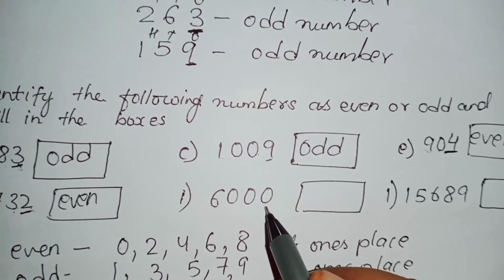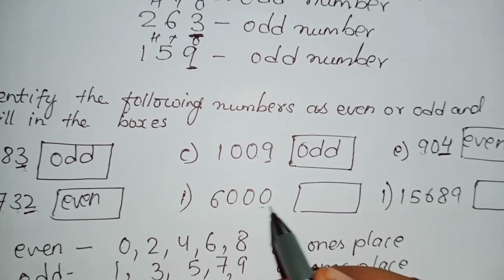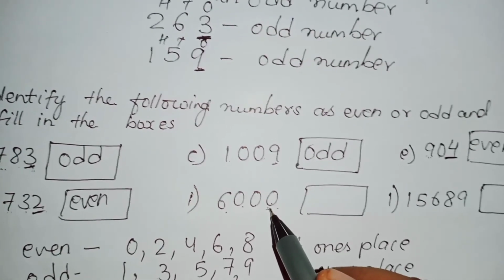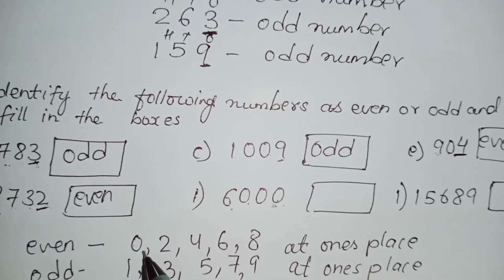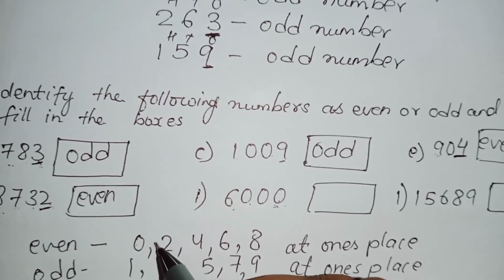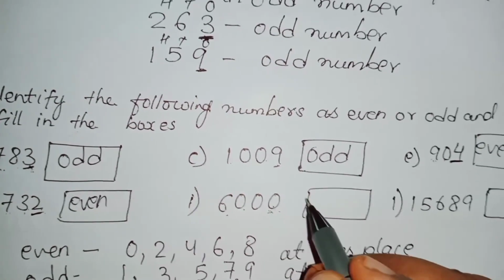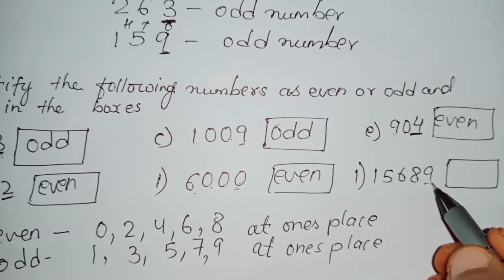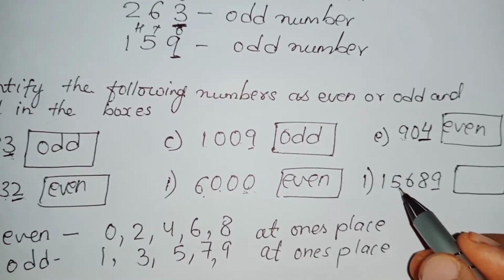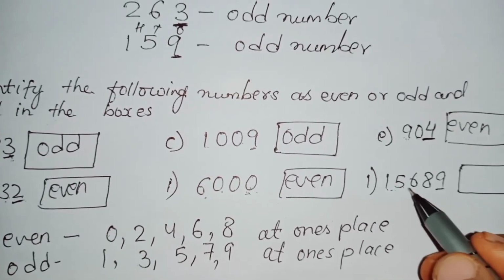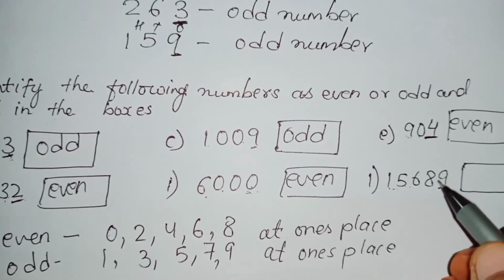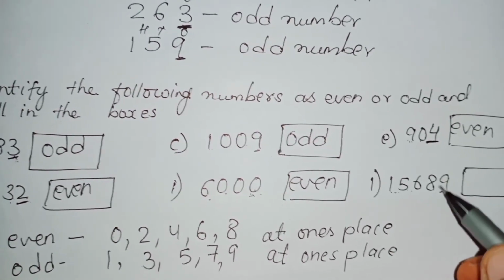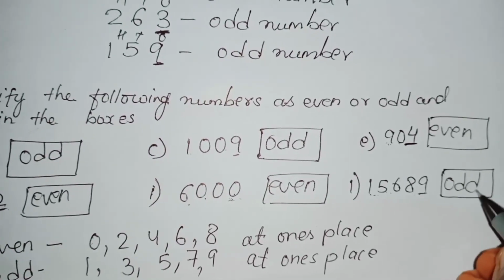Now I. This one at ones place, what is there? 0. Ones, tens, hundreds, thousands, 6000. At ones place, what is there? 0. So 0 is the digit. If it comes at ones place, that means it is an even number. So write here even. Now the last one, you can see at ones place, what is there? 9. Ones, tens, hundreds, thousands, ten thousands. That means this is 15,689, and 9 is what? Odd. This is an odd number. So what will we write here? Odd number.